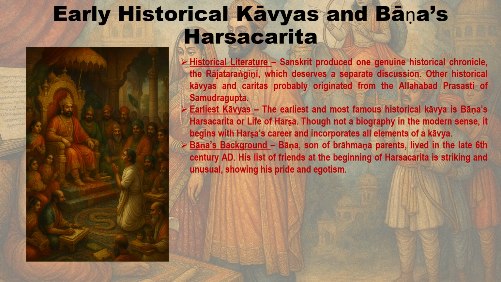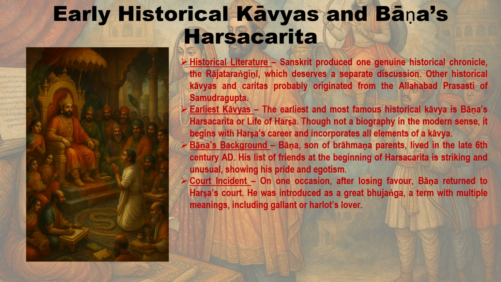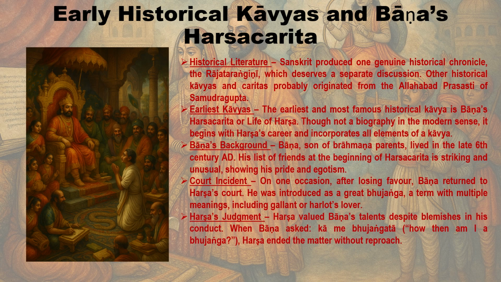Bana, son of Brahmana parents, lived in the late 6th century AD. His list of friends at the beginning of Harshacharita is striking and unusual, showing his pride and egotism. On one occasion, after losing favor, Bana returned to Harsha's court. He was introduced as a great Bhujanga, a term with multiple meanings, including gallant or harlot's lover. Harsha valued Bana's talent despite blemishes in his conduct.